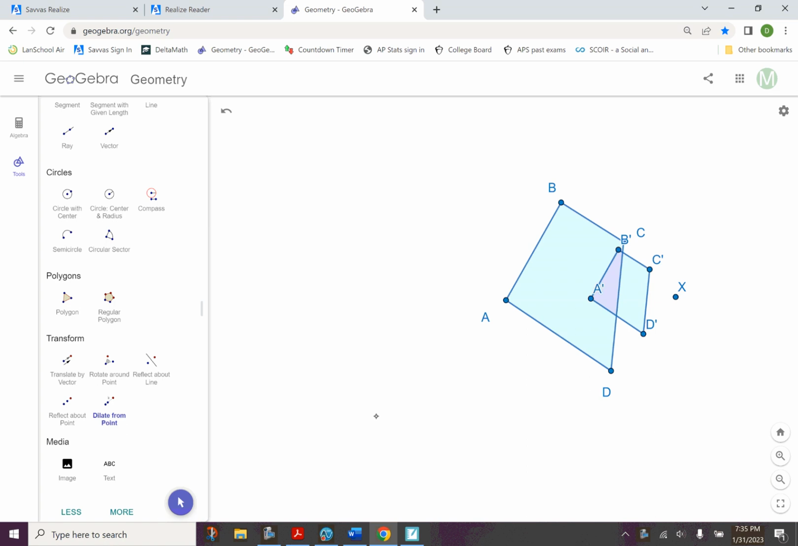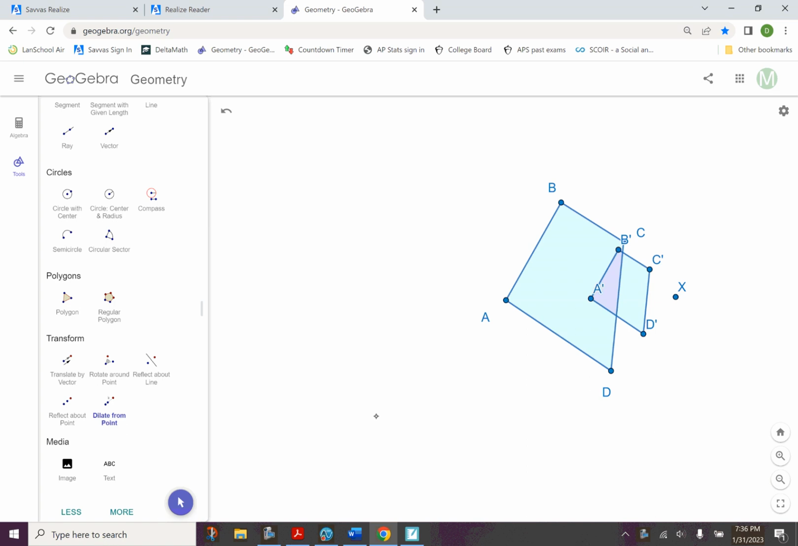Scale factor greater than 1 is an enlargement. Scale factor less than 1, it's a reduction. Again, at any point in time, you want to pause this video and take some notes on your own. That's why I'm making it a video. Now, let us also consider that if we have a scale factor of 1, it does nothing. You won't even be able to see it because it won't generate new points. It won't generate a new figure.